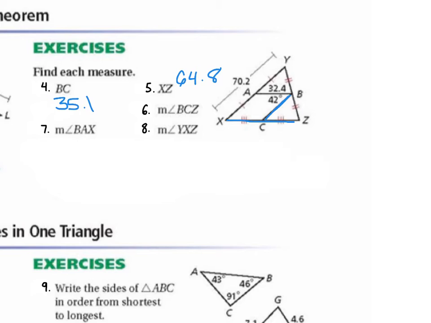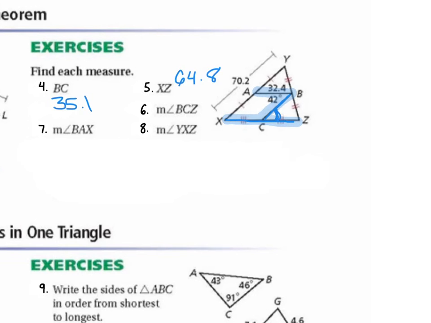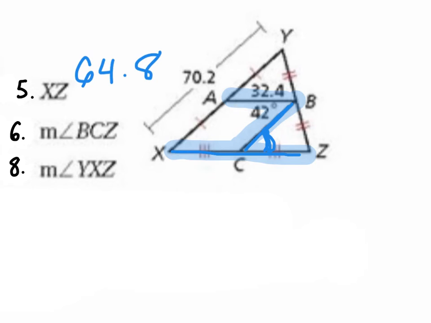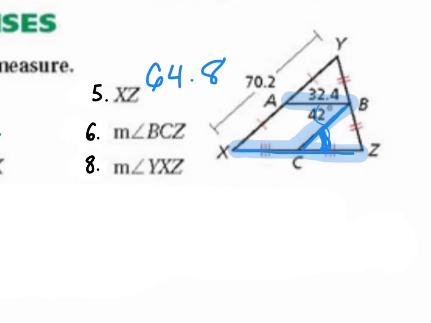Number 6, how do we find the measure of BCZ? So this angle right here. 42, because we know that this line's parallel to this one. So we have a pair of alternate interior angles here and here. So BCZ is congruent to 42. So 42 degrees.